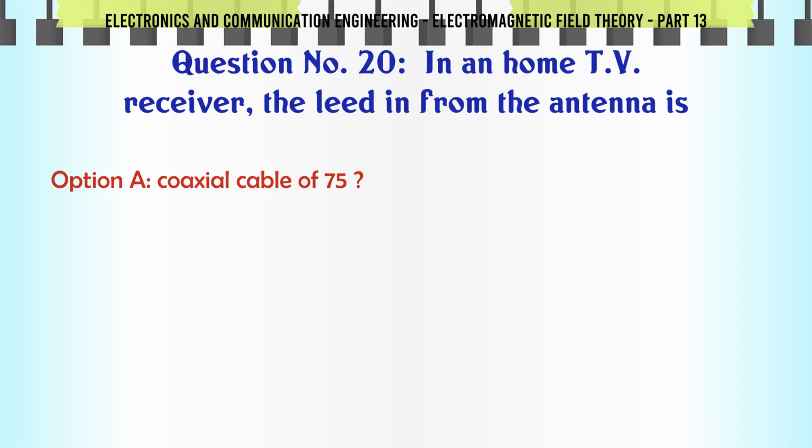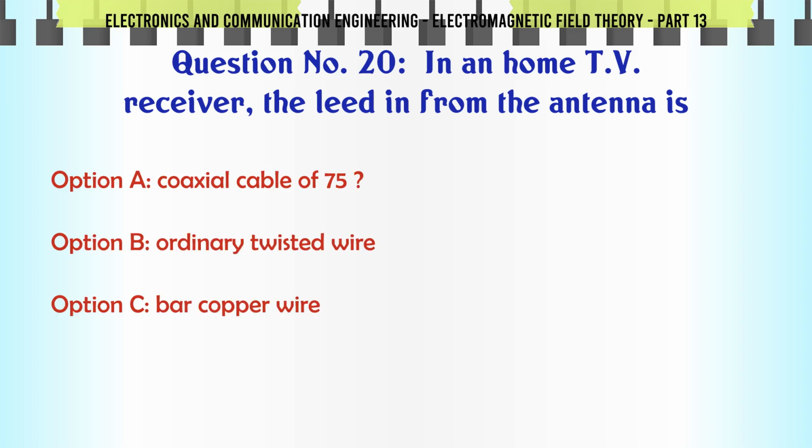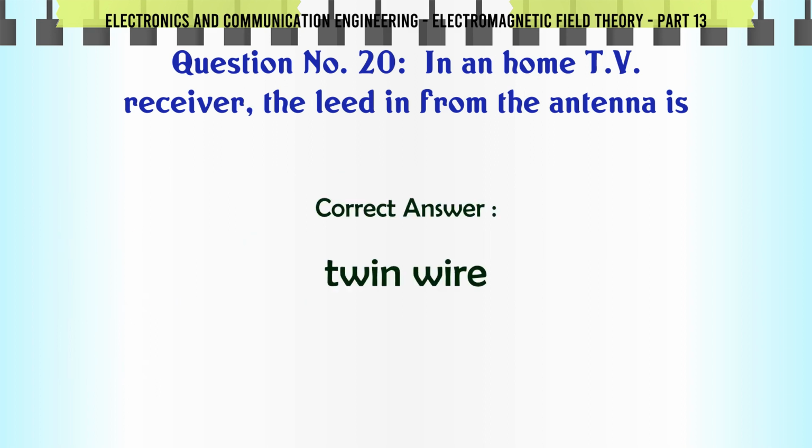In a home TV receiver, the lead-in from the antenna is A. Coaxial cable of 75 ohms, B. Ordinary twisted wire, C. Bare copper wire, D. Twin wire. The correct answer is twin wire.